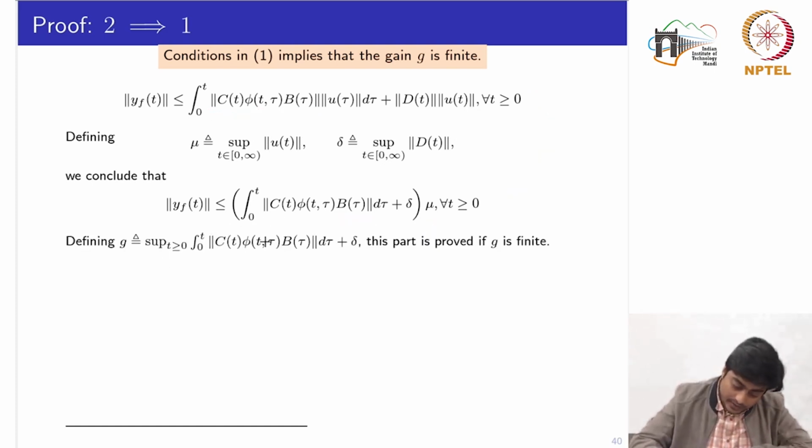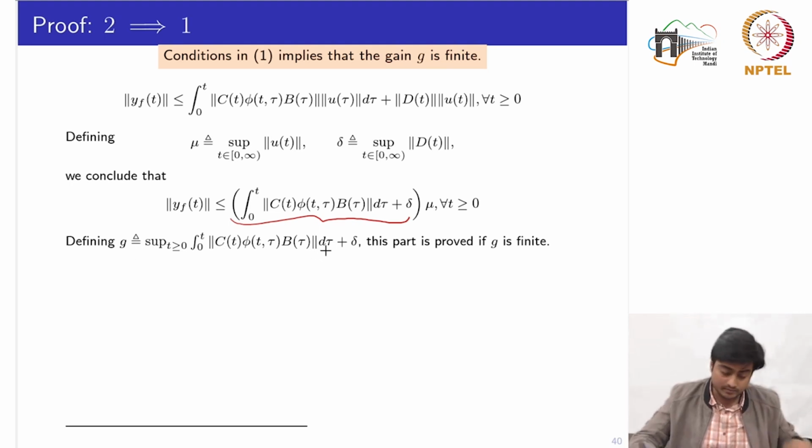So now we define the gain G by this part, which is the supremum over all t greater than or equal to 0 of this part. So what we need to prove is whether G is finite or not. To prove this implication, 2 implies 1, we only need to show that this G which we have defined by this is finite. Okay.